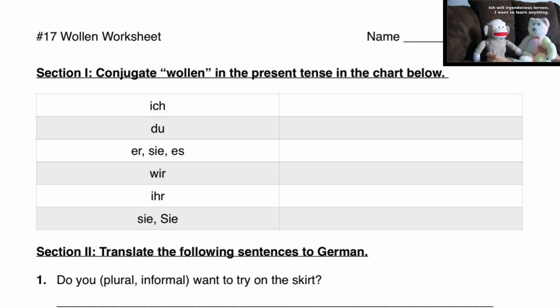Hi everybody! Today we're going to be talking about yet another one of those modal auxiliaries. This time we're going to be covering wollen, so that the next time that you hear the Rammstein song "Ich will," you can sing along.